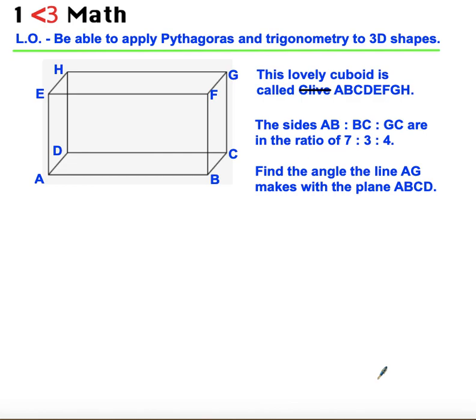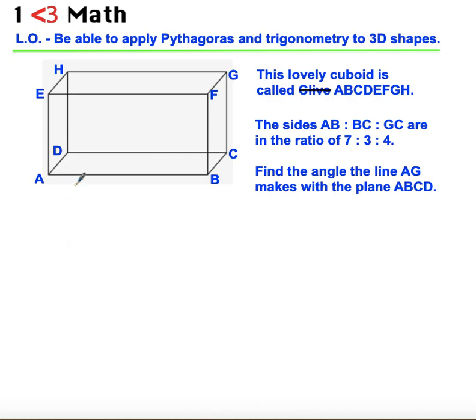The lovely cuboid on the left is called ABCDEFGH. The sides AB, BC and GC are in the ratio of 7 to 3 to 4. Find the angle the line AG makes with the plane ABCD. Now, if you would like to have a go at this, please pause the video now before I proceed with the solution and explanation.